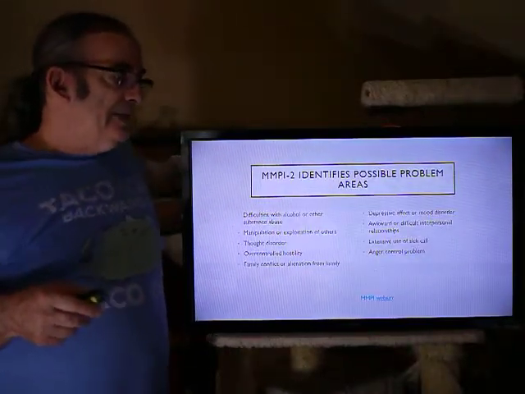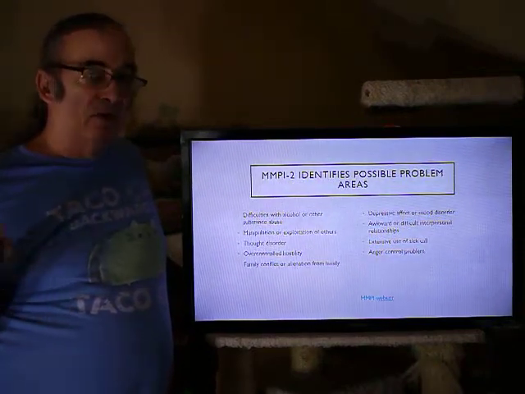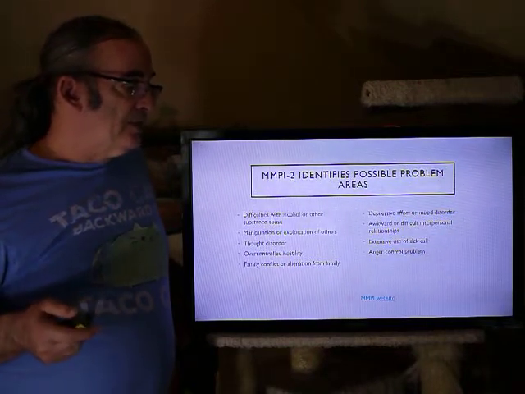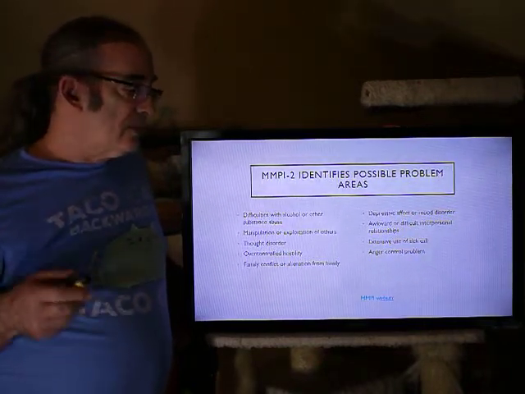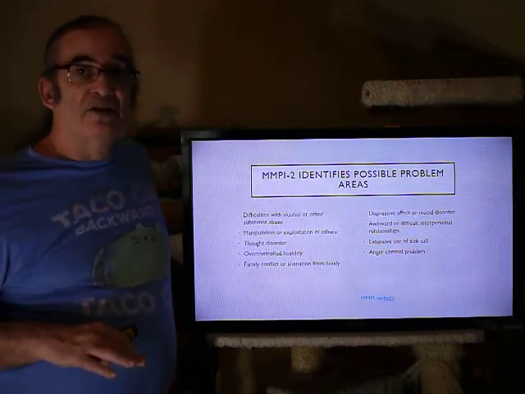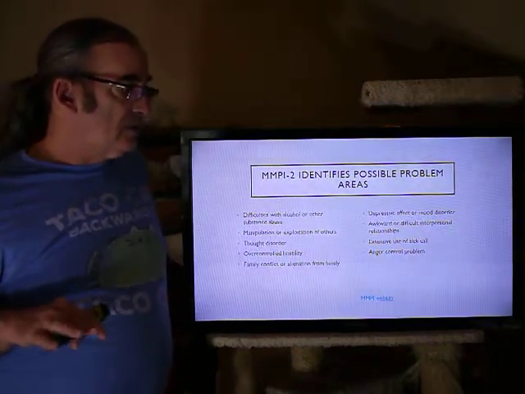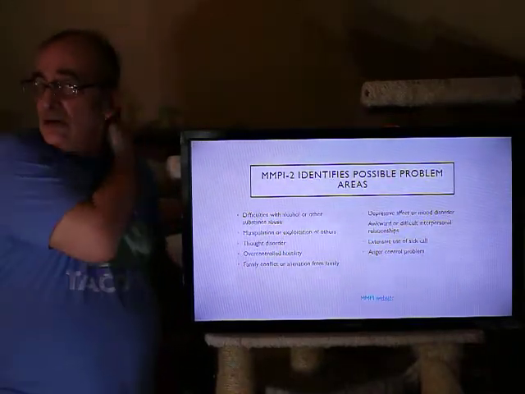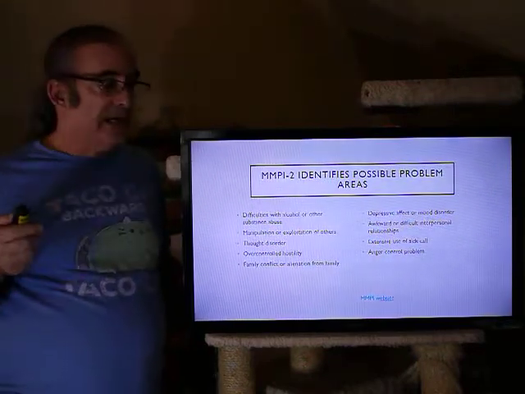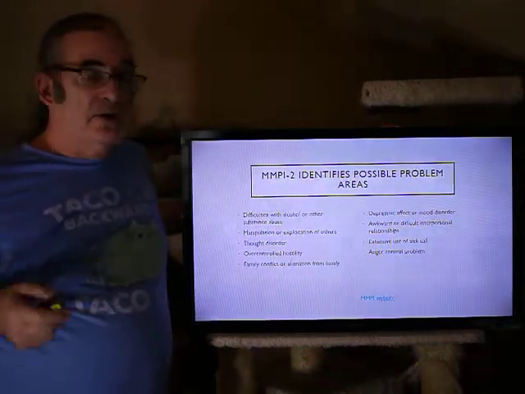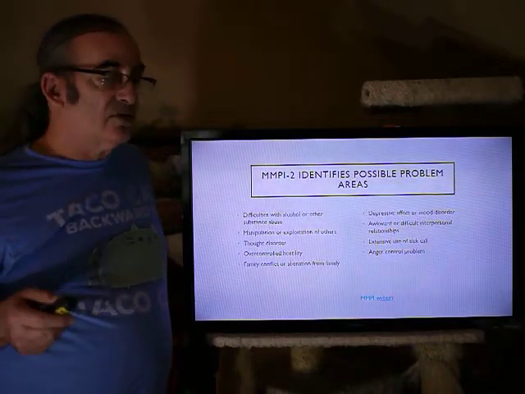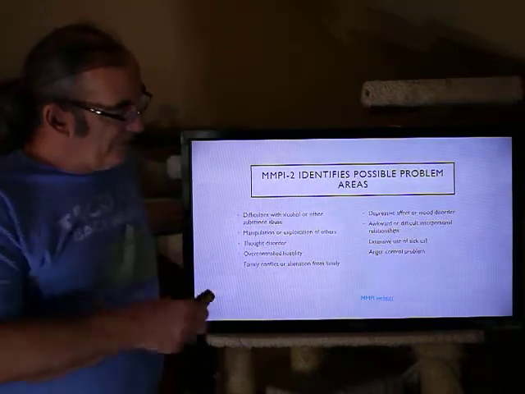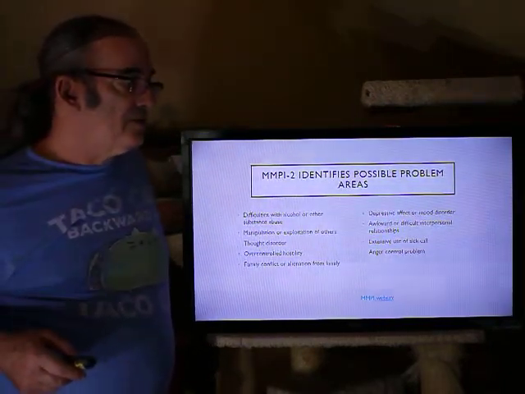Now, MMPI identifies possible problem areas like difficulties with alcohol or substance use, also manipulation or exploitation of others, various thought disorders like paranoid thinking, over-controlled hostility, repressed hostility, family conflict or alienation from family, depressive affect or mood disorders, hypomanic episodes, for example. Awkward or difficult interpersonal relationships, extensive use of sick call, malingering is another term for that, or maybe anger control. And there's a live link to the MMPI website if you want to check it out there.